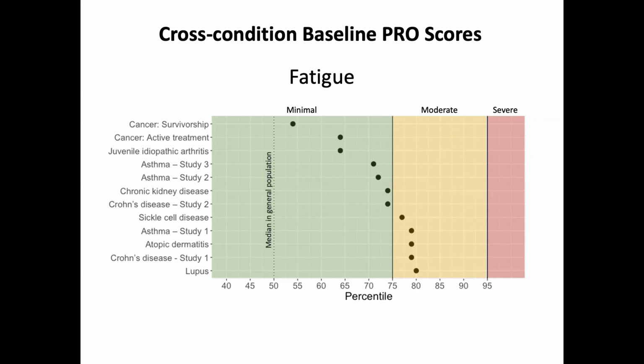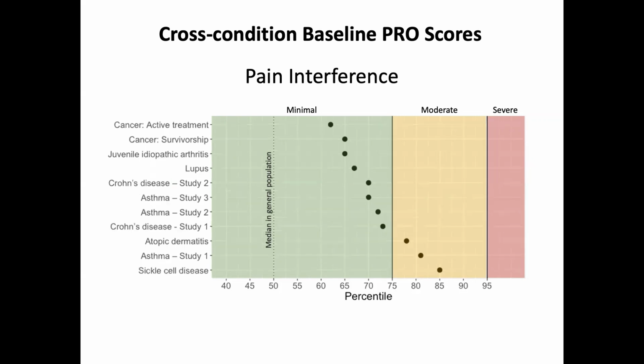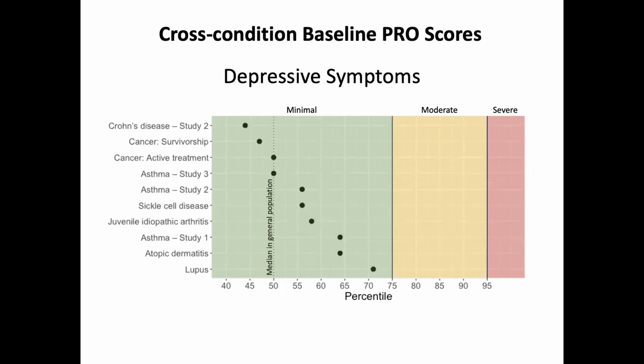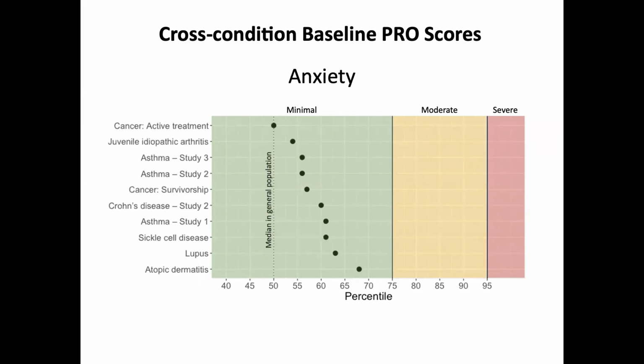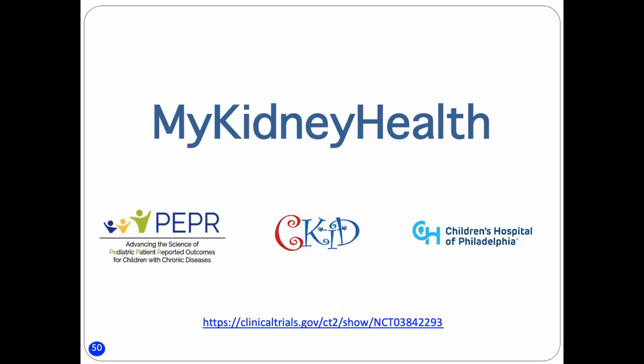And that there are some conditions like lupus, Crohn's disease, atopic dermatitis, where kids have, on average, a lot more fatigue. And here's the same sort of thing for pain interference. And depressive symptoms, not as great a difference, but lupus is pretty high, right? The median percentile for lupus is at the 70th percentile for the general population. And here's anxiety.